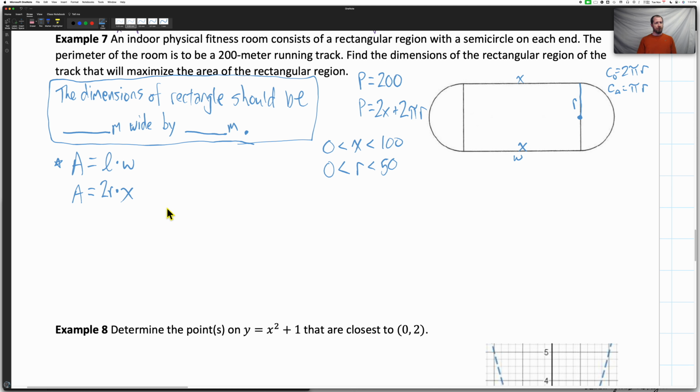What next? We need to rewrite our optimization formula in terms of just one variable. Okay, so how can we do that? Well, we've got our perimeter up here. I'm going to move my constraints over a little bit so I can work on that perimeter equation. So we know that our perimeter is 200. We also know that it's equal to 2x plus 2 pi r. So we kind of have a choice as to which one that we solve for.